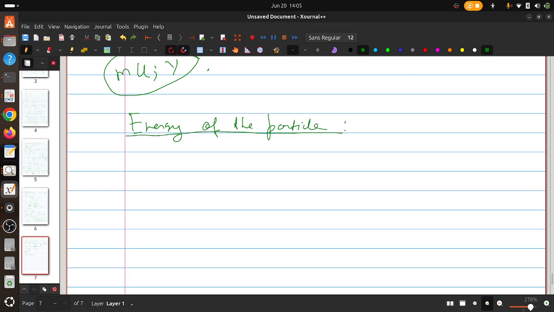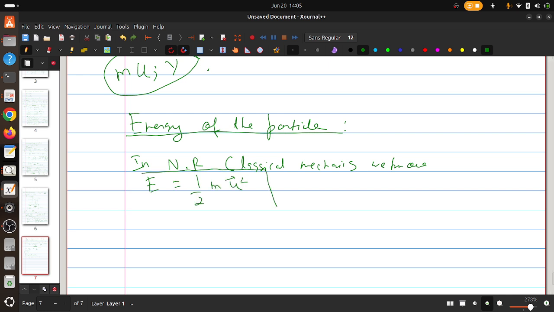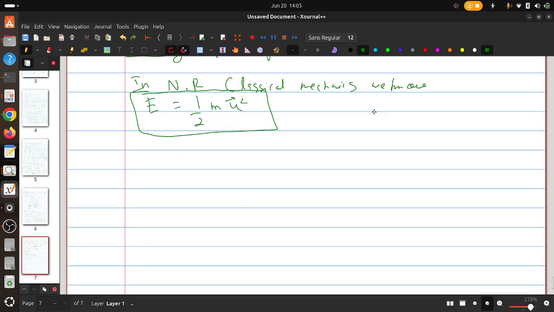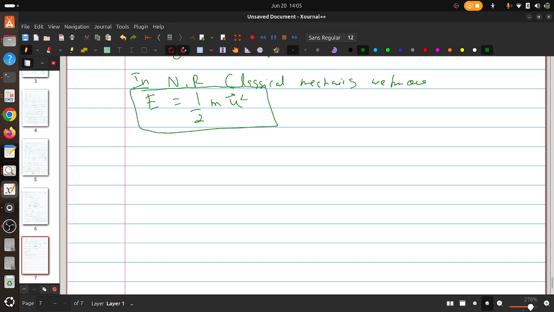So in non-relativistic classical mechanics, we know for a free particle, energy is simply equal to half m u square because energy is just equal to the kinetic energy of the particle. So nothing so fascinating about it. But let's see in relativity.